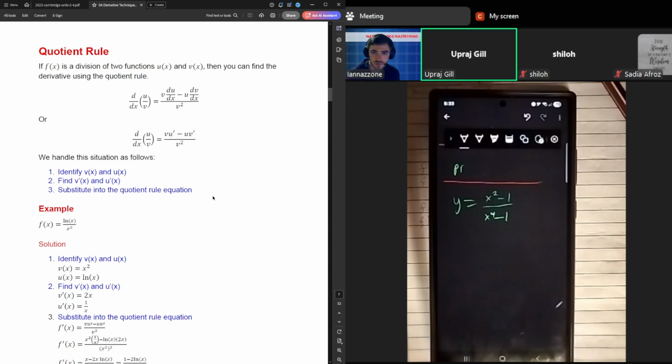Chris, I was meant to write quotient rule. Meant to write quotient rule? Yep, no worries. Yeah, so quotient rule, still same question then. Why is it quotient rule? You've got a division of two functions. Yeah, division of two functions, precisely.